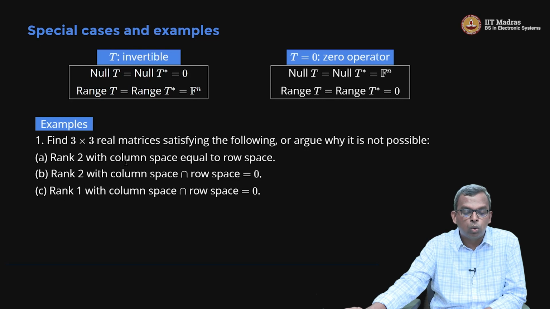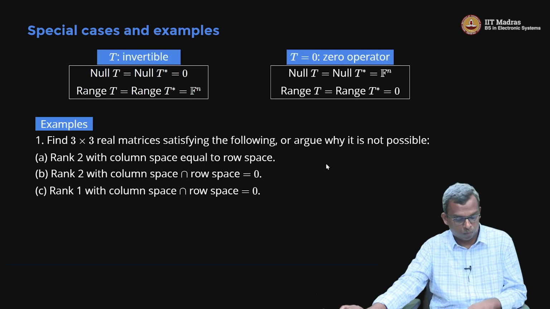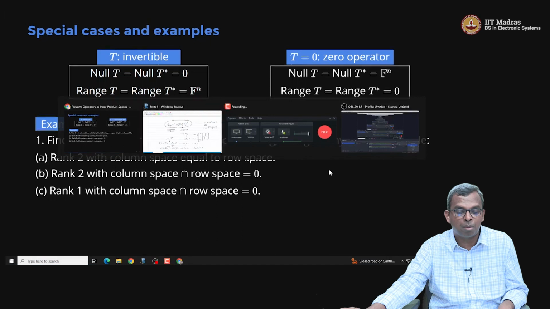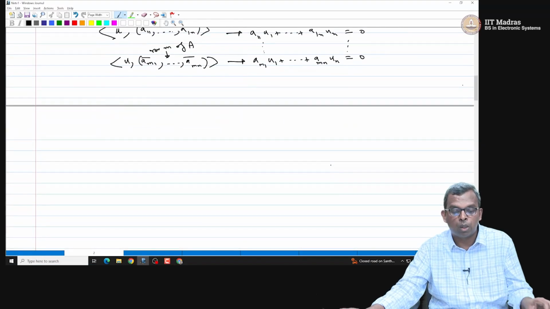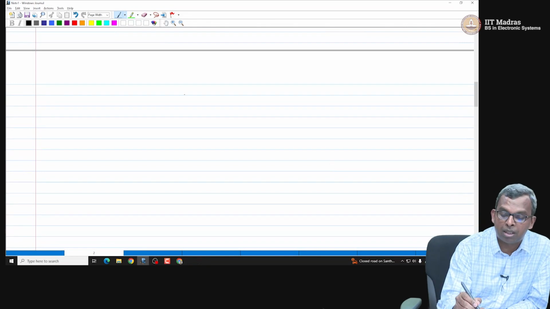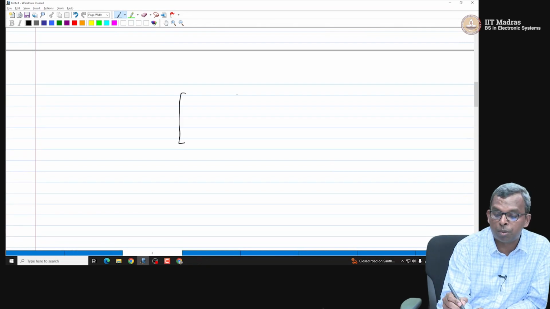It says rank 2 with column space equal to row space. Okay, so remember, row space and null space are orthogonal to each other. This is a real matrix, right? So the conjugate doesn't take any effect. So row space and null space are orthogonal to each other, but row space and column space may even be equal, and you can easily come up with these conditions. So don't go too far to think of complicated examples. You want 3 by 3 matrices, row space equal to column space.